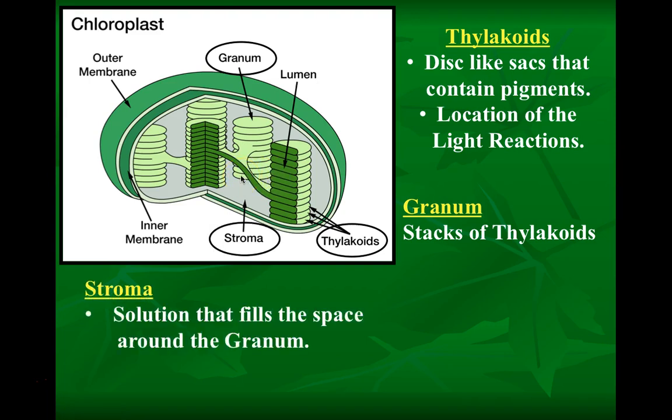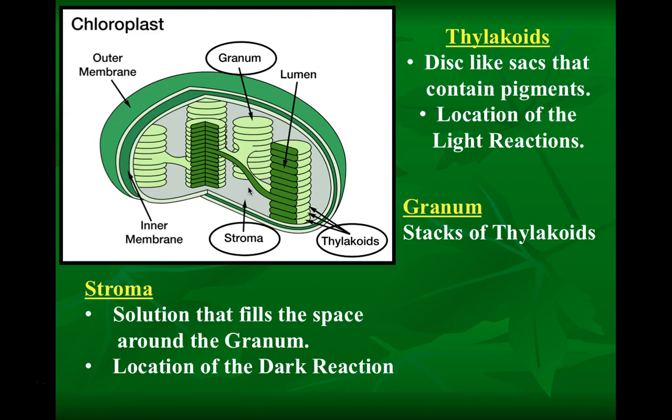Next we have the stroma, and you can compare the stroma to the cytoplasm of a cell. It almost acts as the exact same thing. The only difference is that it's a jelly-like substance that's filled with enzymes that doesn't fill the entire cell. It's only filling the empty space of the chloroplast. This is also the location of the dark reactions, where the Calvin cycle happens.